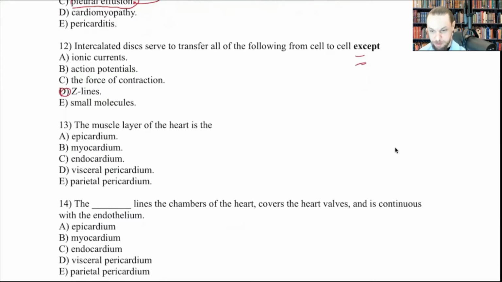All right, number 13, we're gonna go with Mike Kwan.